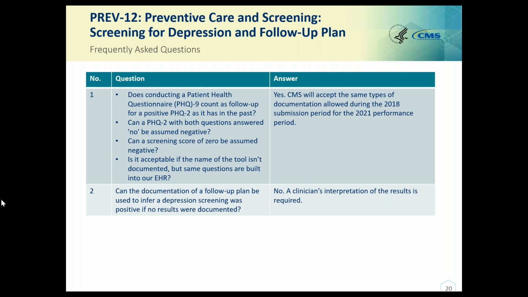Our next question asks, regarding CARE 2 for performance year 2021, is it mentioned that an assessment of gait and balance will count towards the numerator? What about a comment referencing patient ambulates normally?